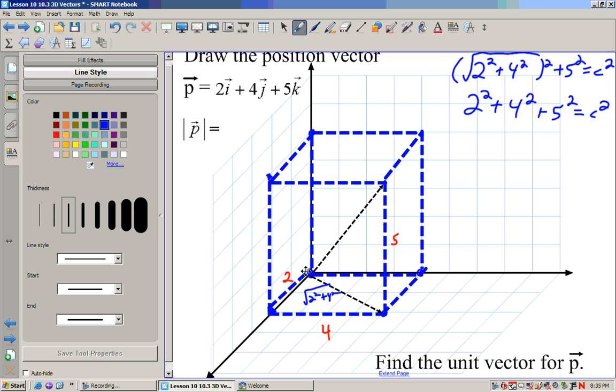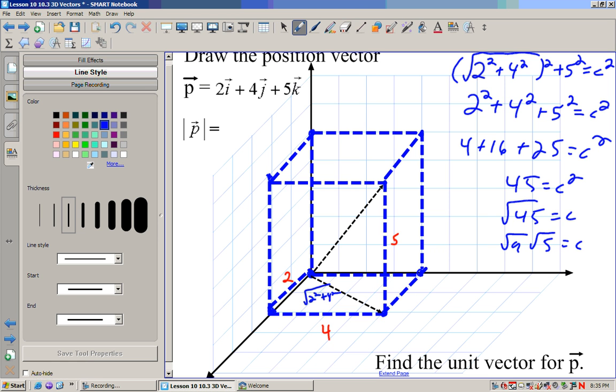Now notice that I'm just taking all 3 dimensions, 2, 4, and 5, squaring them, adding them together to equal c squared. So this is Pythagorean theorem for 3 dimensions. So if I want to find that actual length, this would be 4 plus 16 plus 25, which is 20 plus 25, which is 45. So the square root of 45, which has a 9 in it, which would be 3 root 5. So the magnitude of p is going to be 3 times the square root of 5.